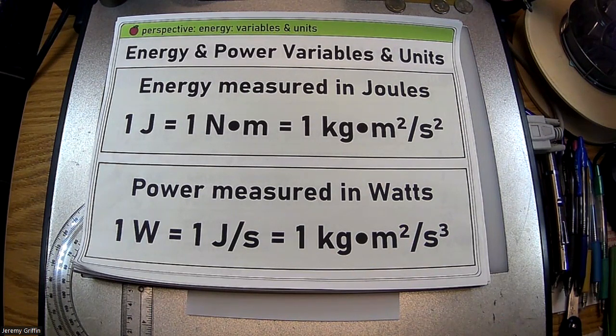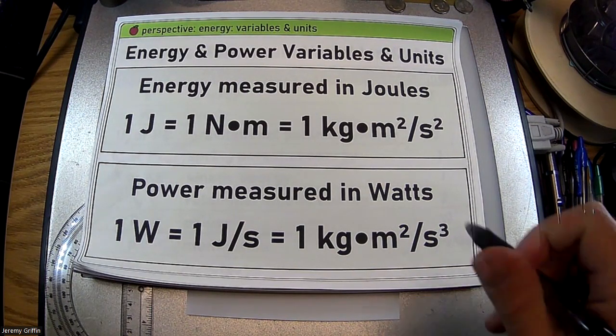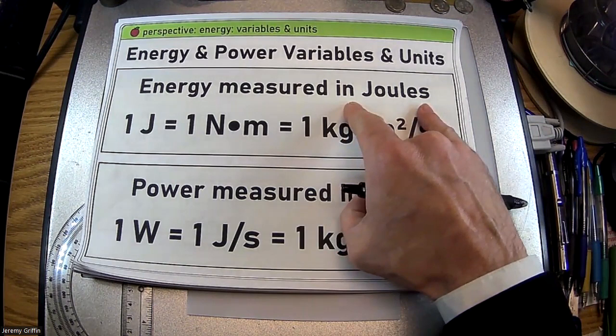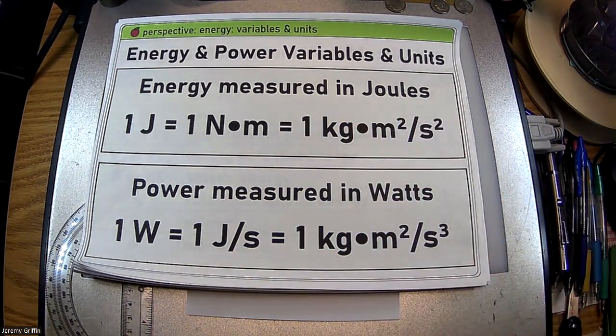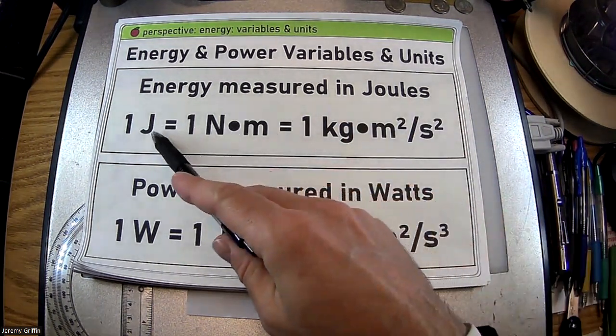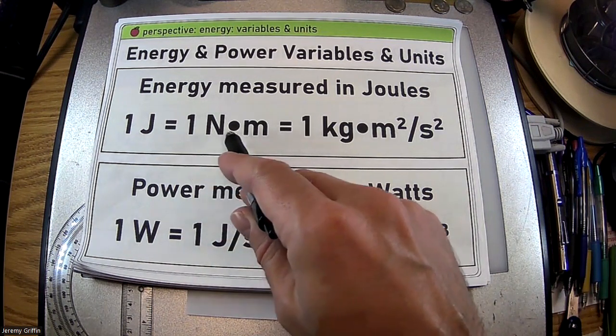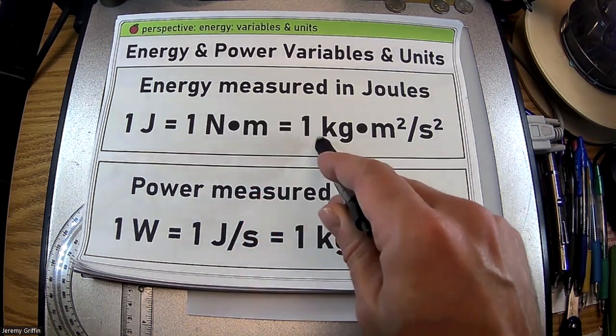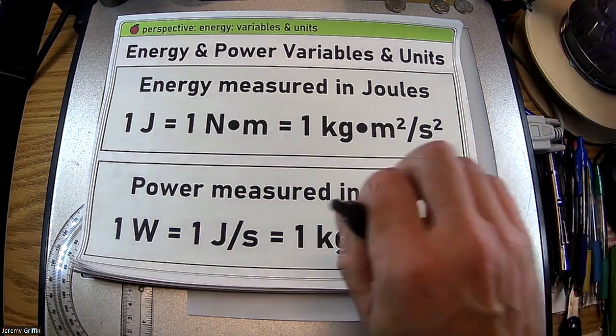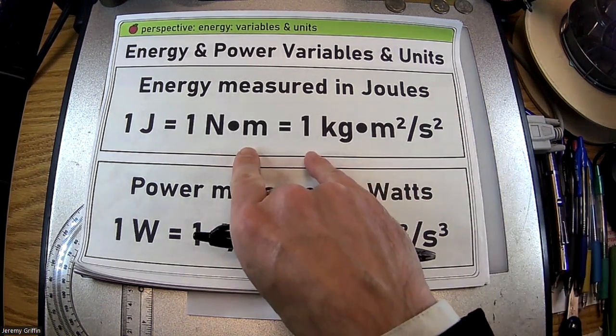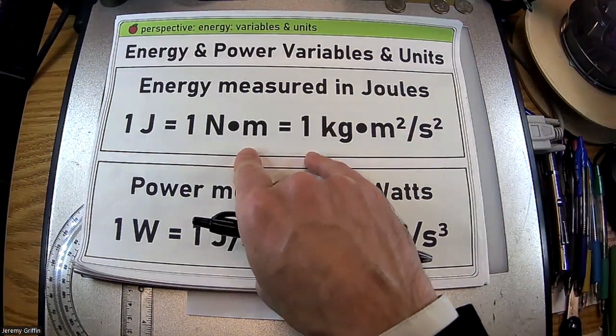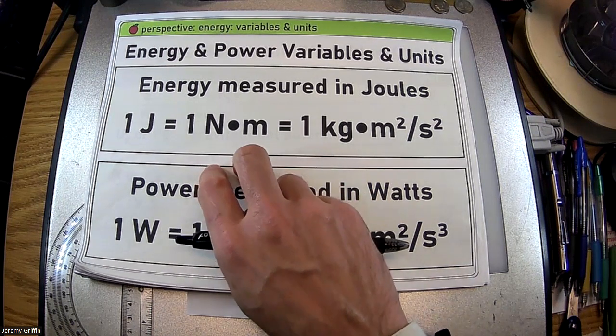Right, so unit 4, energy. We're going to quantify that in joules, or you could say work. Work could be a transfer of energy, the same unit, joules. And that breaks down into newtons times meters, and that further breaks down to kilogram meters squared per second squared.